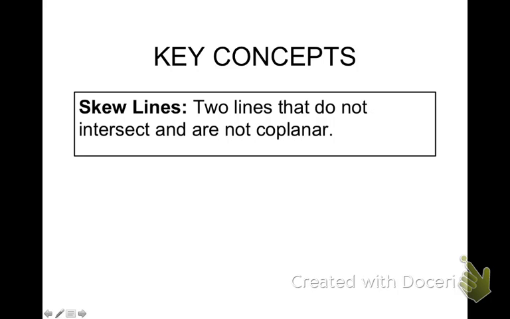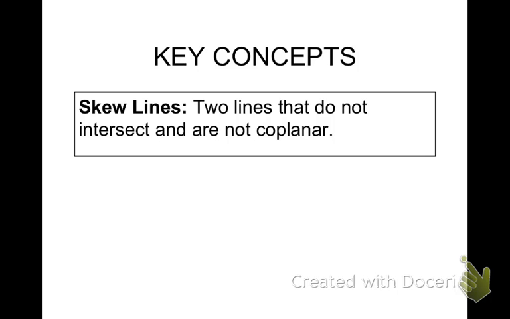I'm confused. Skew lines are two lines that never intersect. So that sounds similar to what a parallel line is like. Two lines that never intersect. But in this case, for skew lines, they are not coplanar. So they are not going to be in the same plane. Dominic, what's your question? How can they not be coplanar?